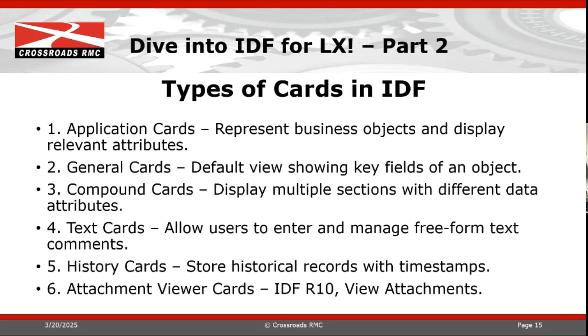Types of cards in IDF. There's a few. We'll get a picture that lists a few more in a moment, but you've got application cards. That represents business objects and display attributes. And let's think of the main IDF browser and where you're browsing to your main business objects like INV100/enterprise items. General cards. So once you're inside enterprise items and you click on a record, the general card is going to present itself and it's going to show the key fields of an object. You've got compound cards that can display multiple sections with different data attributes, such as header information in the top and detail information in the bottom.